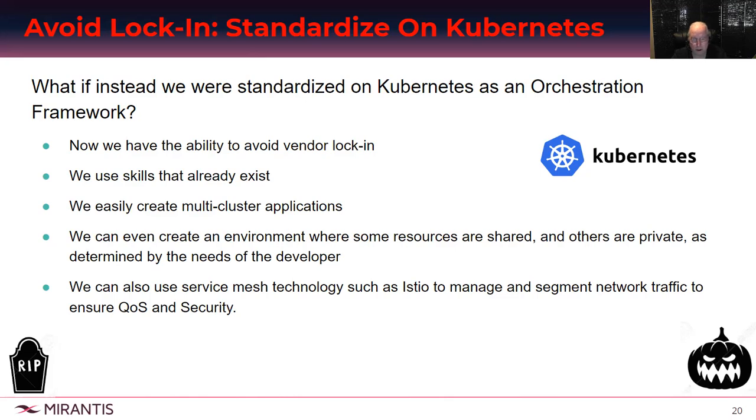And some resources can be shared into the private domain and the public domain for this application development to occur, which means that the developer is completely flexible as to how to do it. And then if you engage something like service mesh, Istio comes into play here. Using something like Istio, you could manage and segment the networks out for traffic that was only dedicated to your clusters versus everybody else's clusters. And you could ensure both quality of service and security.